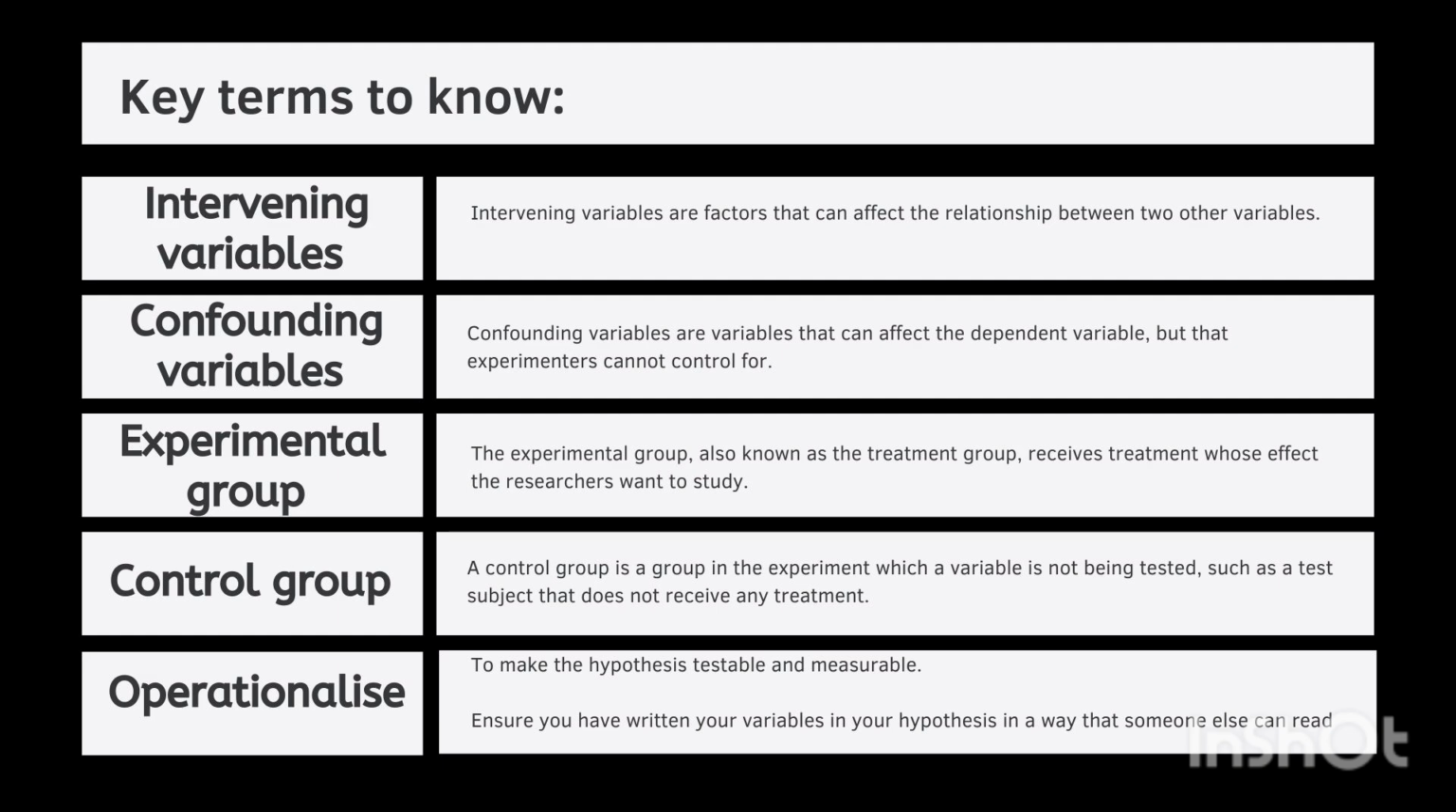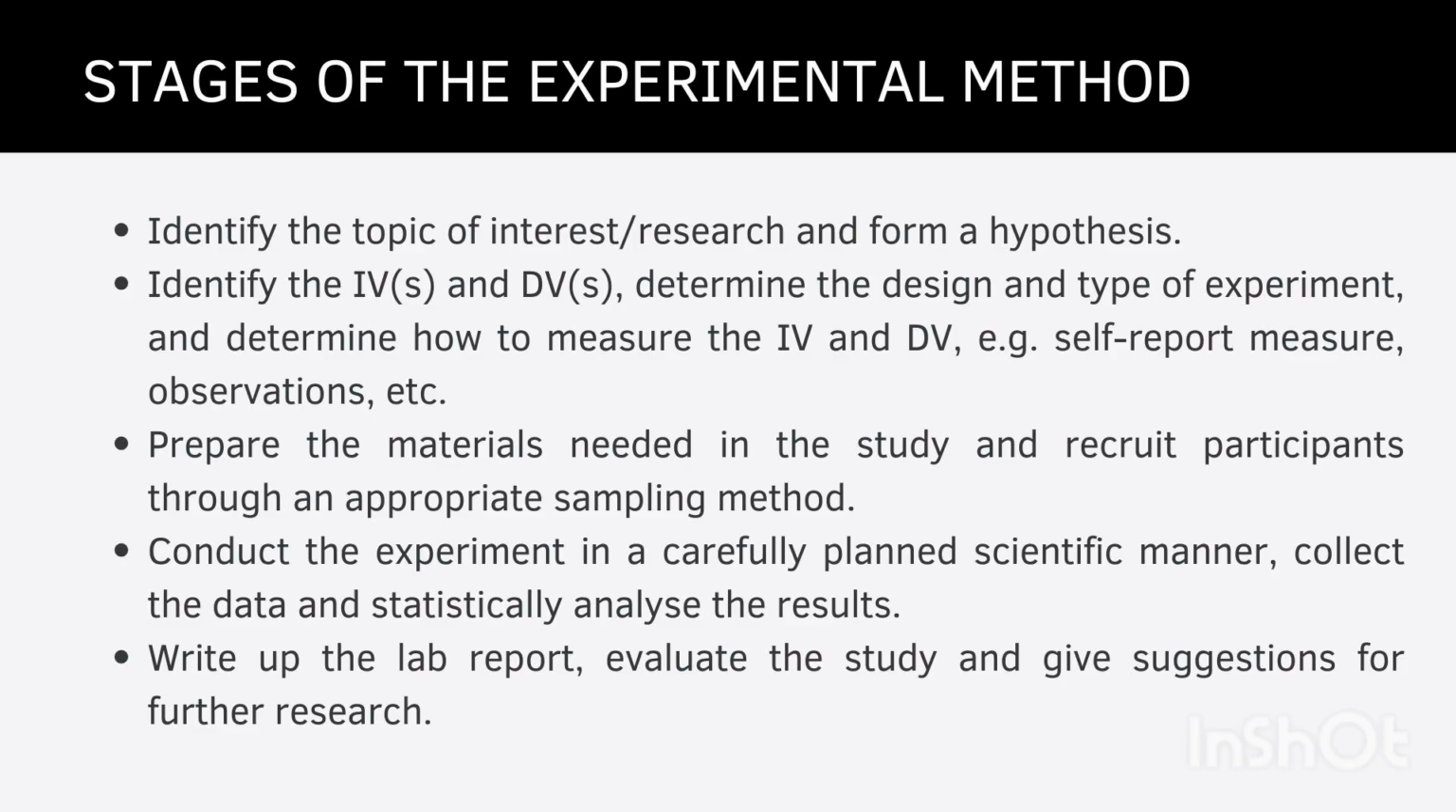The experimental group, also known as the treatment group, receives treatment whose effect the researchers want to study. A control group is a group in the experiment in which a variable is not being tested, such as a test subject that does not receive any treatment. Operationalize, to make the hypothesis testable and measurable. Ensure you have written your variables in your hypothesis in a way that someone else can read and repeat your experiment.